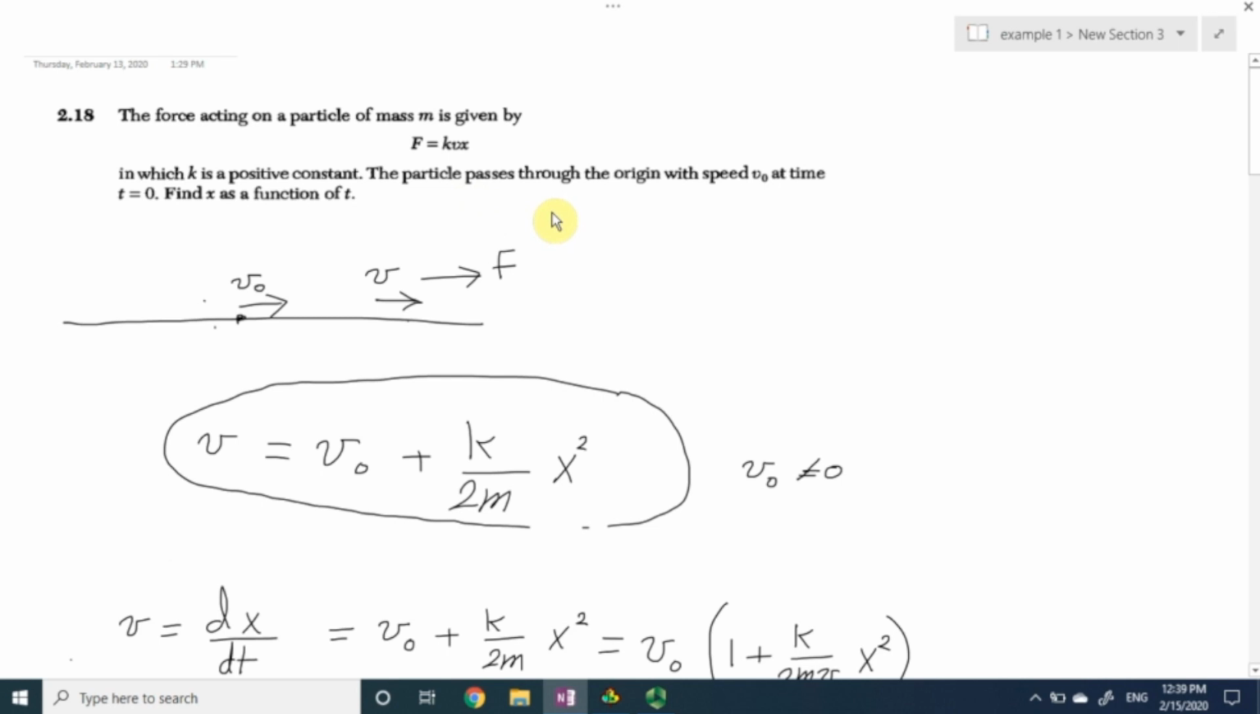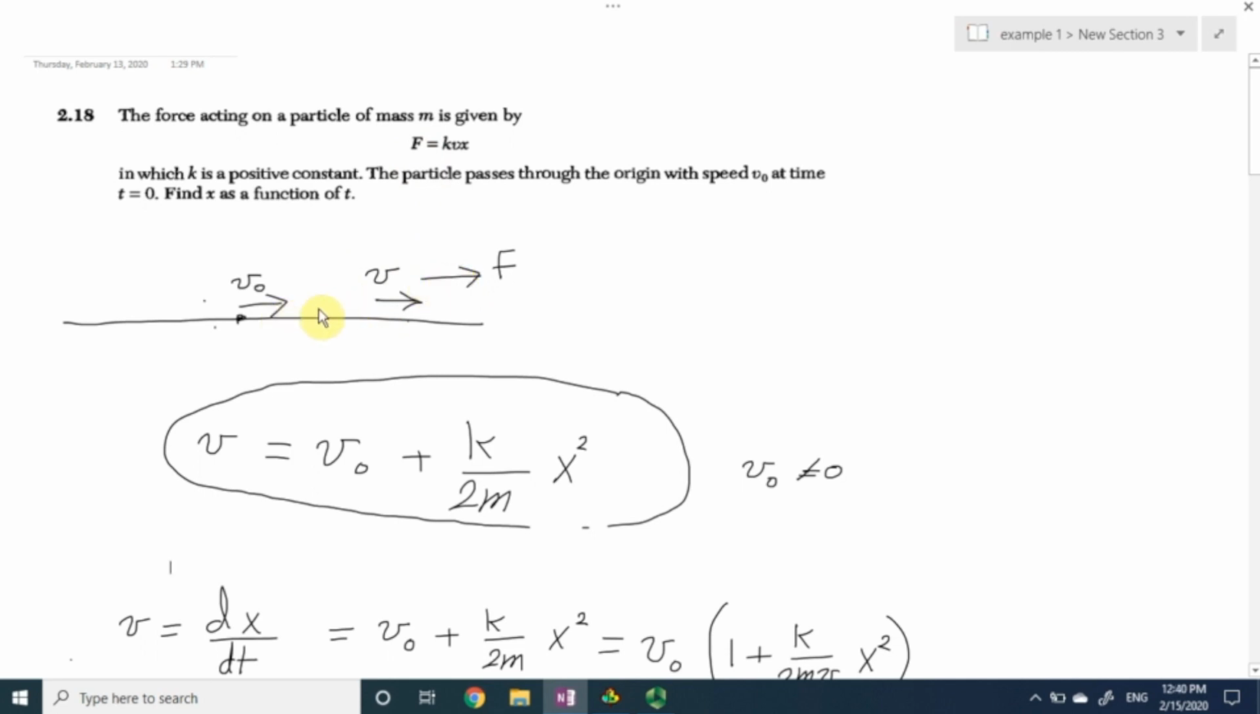There is an initial condition in the problem saying that the particle passes through the origin with a speed v naught, or v0, at time t equals 0. So here in the picture, this is the origin, and the particle was here with initial velocity v naught. Because the velocity is to the positive side, you can imagine the object moving to the right, so its location is to the right, that's positive. This means the force is also to the positive side, to the right.